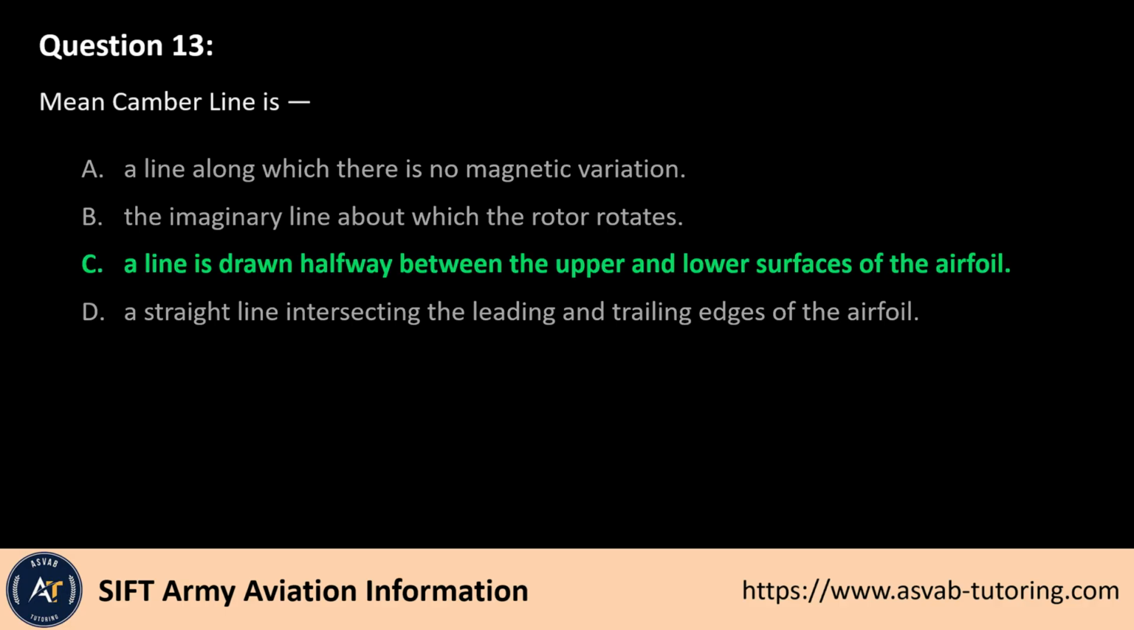The answer is C. The mean camber line is a line drawn halfway between the upper and lower surfaces of the airfoil. This line represents the average curvature of the airfoil and is crucial for analyzing lift characteristics. It helps in understanding how the airfoil generates lift as air flows over it. The other options describe different aspects of aerodynamics or airfoil geometry.